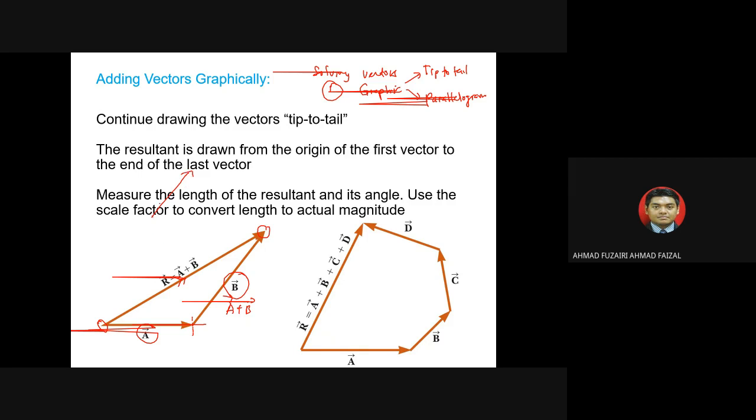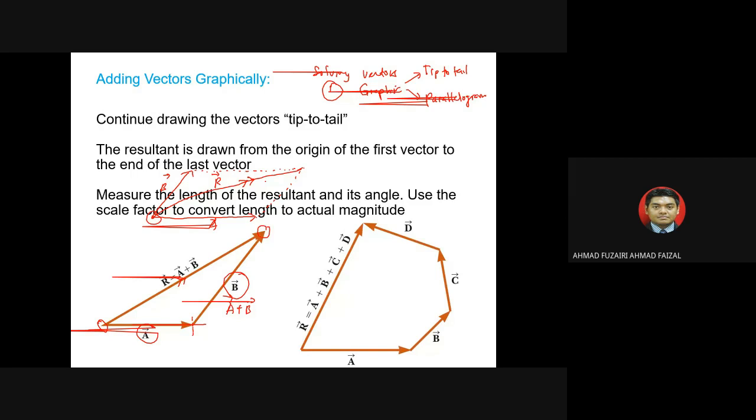For example, this is vector B. I didn't use the scale, so I should use the scale before I draw it. Let's say this is vector A. So what is the parallelogram? It is the one where you extend it like this, and then from this part you draw a line. Obviously I'm using my free hand, so it will not be really accurate. So this should be the resultant, and this is the parallelogram.